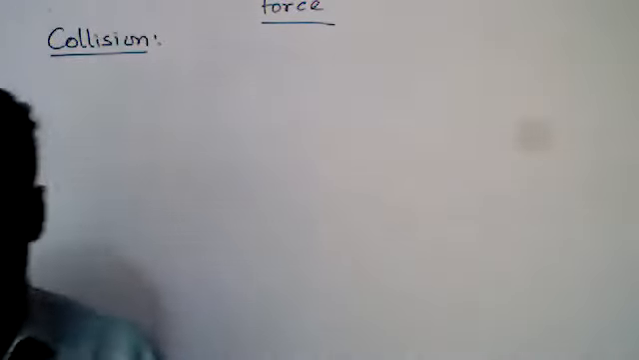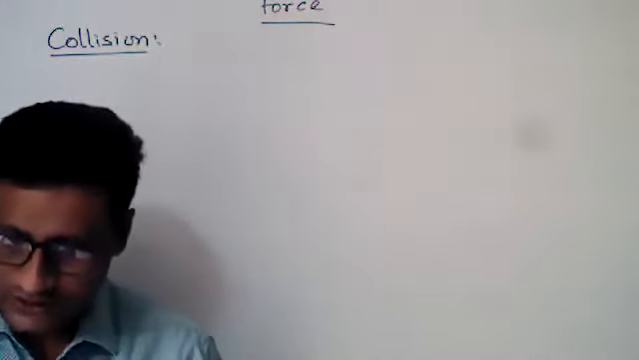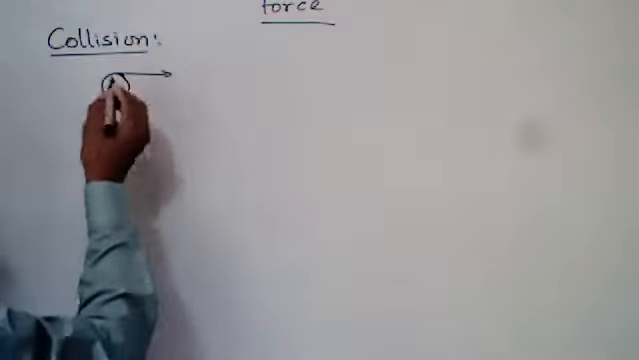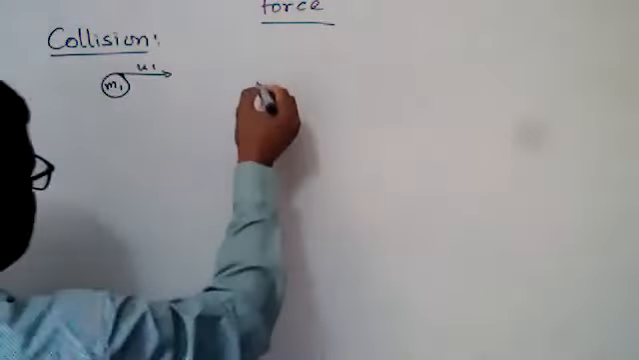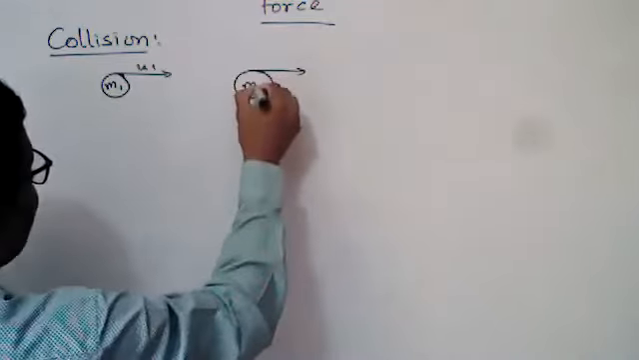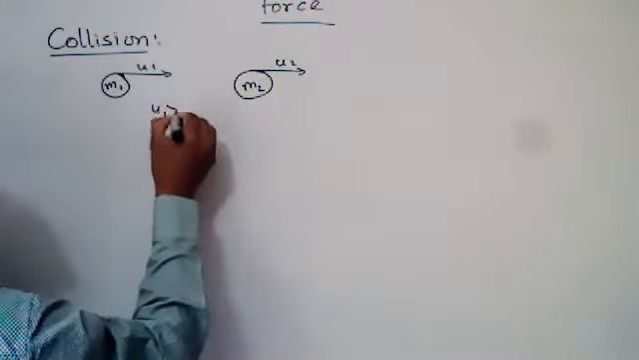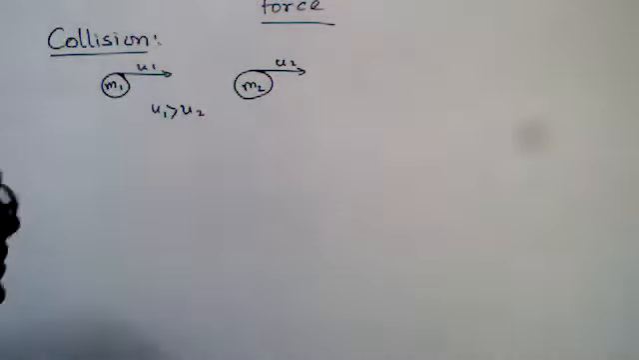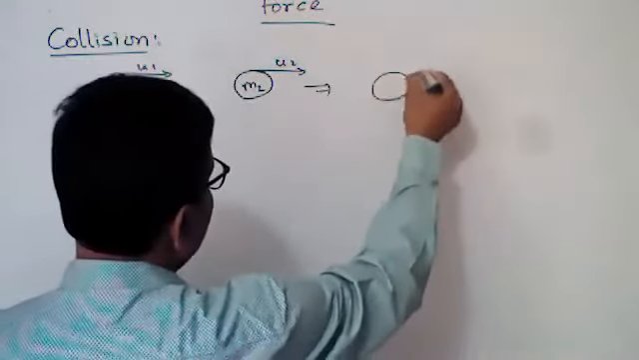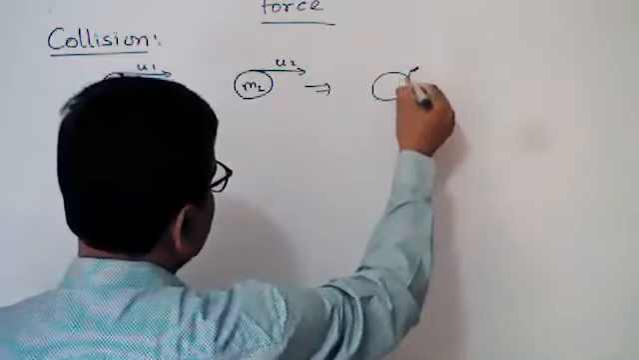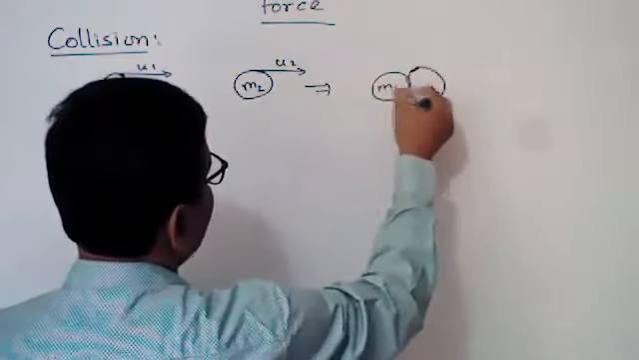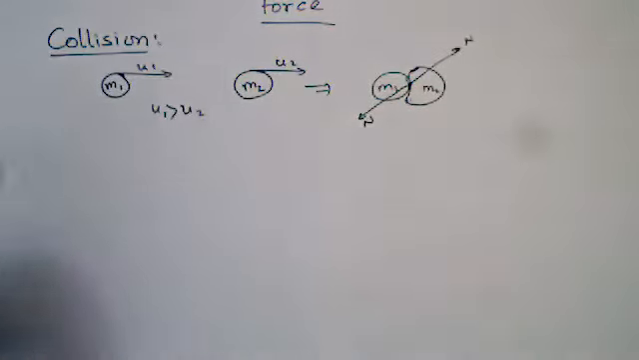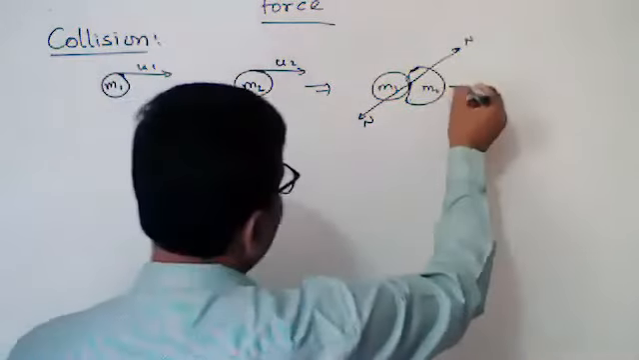Collision means the collision time is tiny. Suppose the object moves in this direction, and this is M1 with velocity U1, and this is another object, M2, with velocity U2. So U1 is greater than U2, so at a certain time they will collide with each other. And we can say that deformation will occur here. Suppose this deformation occurs. This is M1 and this is M2, with the normal direction in this direction and in this direction. So after collision, the velocity is changed.